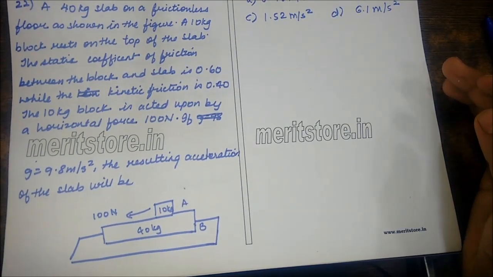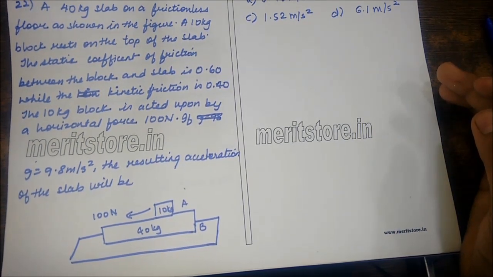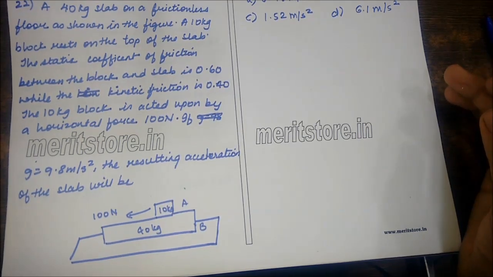A 40 kg slab on a frictionless floor as shown in the figure. A 10 kg block rests on the top of the slab. The static coefficient of friction between the block and the slab is 0.60, while the kinetic friction is 0.40. The 10 kg block is acted upon by the horizontal force 100 Newton. If g is equal to 9.8 meter per second square, the resultant acceleration of the slab will be.